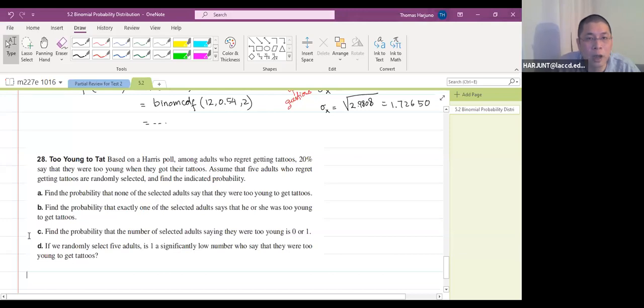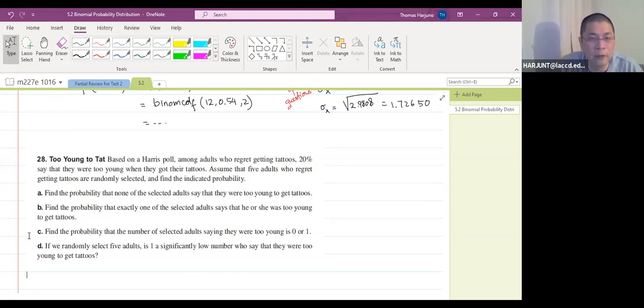Based on a Harris poll, among adults who regret getting tattoos, 20% say that they were too young when they got their tattoos. So the starting point is people who regret. Now, of those who regret, 20% say that was because they were too young. Now, assume that 5 adults who regret getting tattoos are randomly selected.